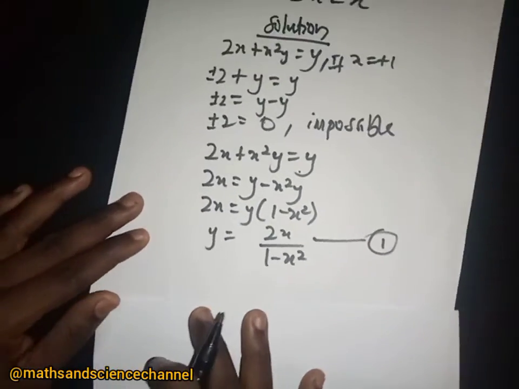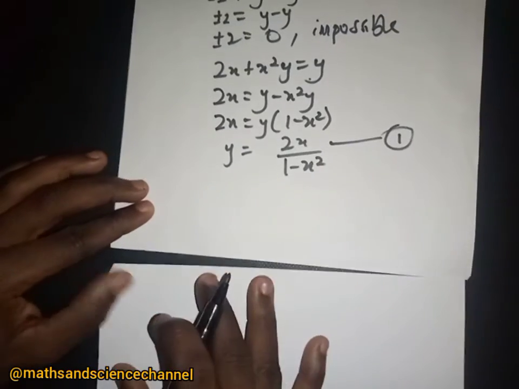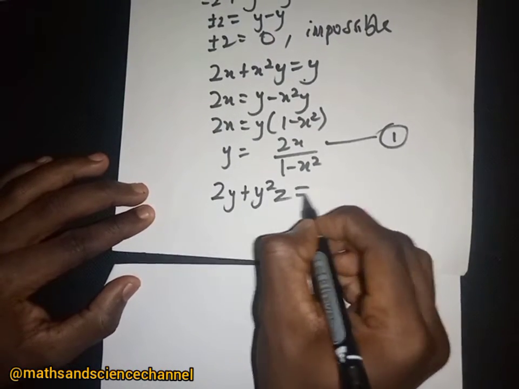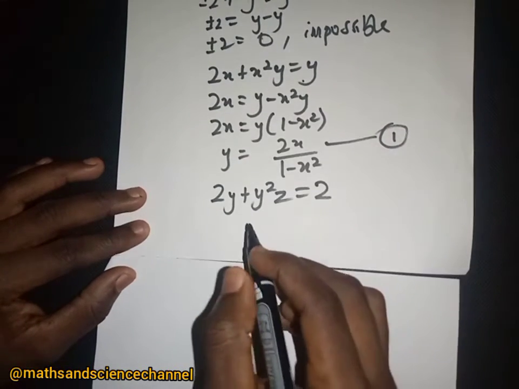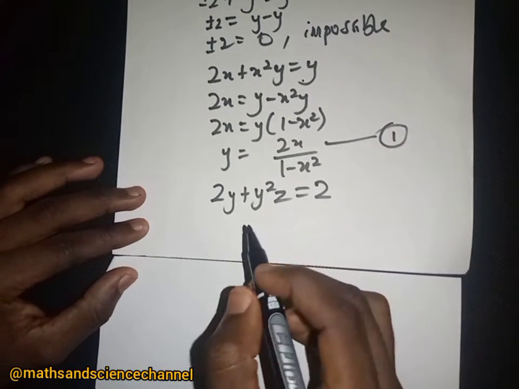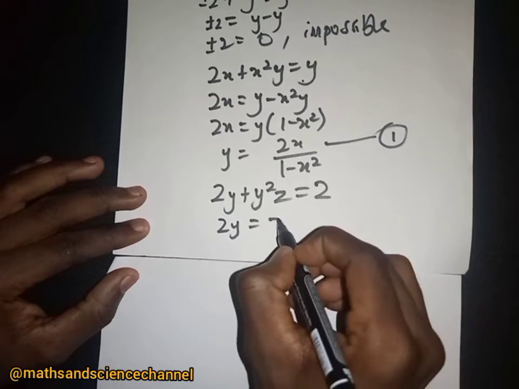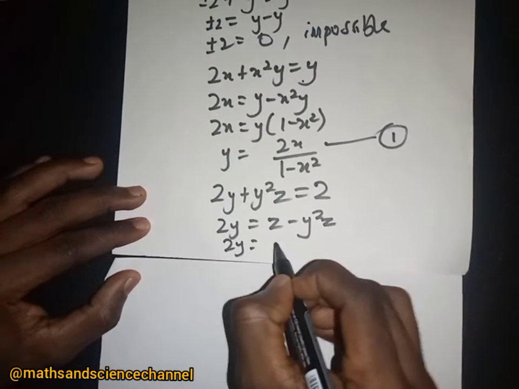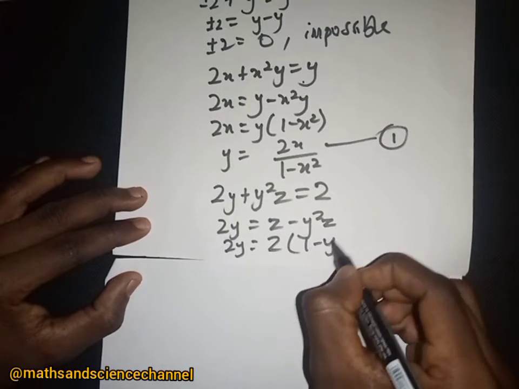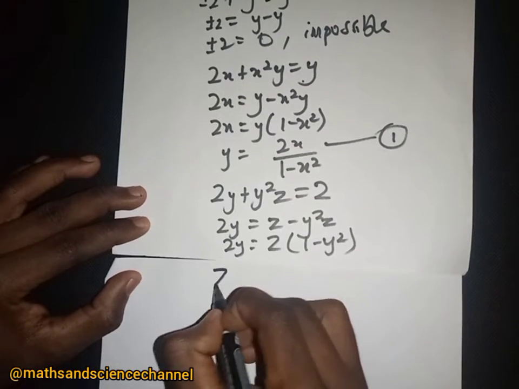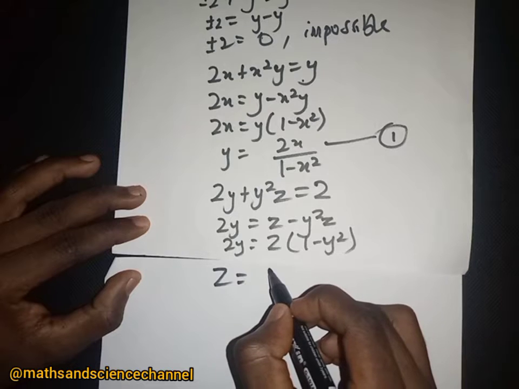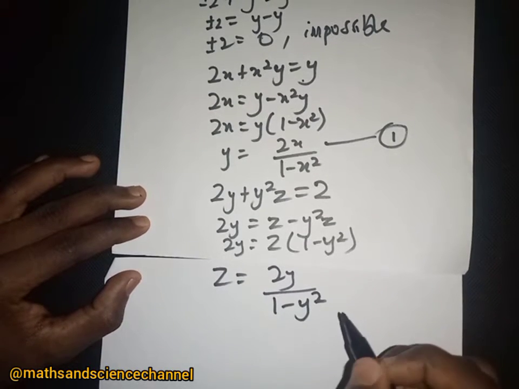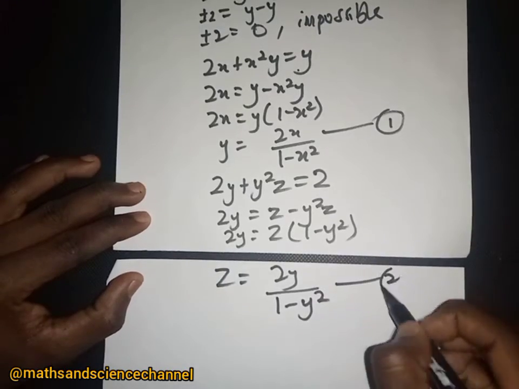Now in the second case, we have 2y plus y squared z being equal to z. So we are making z the subject in this case. So let's group like terms. So we have z minus y squared z. Then 2y will be equal to z times 1 minus y squared. So therefore z should be equal to 2y divided by 1 minus y squared. So let's call this one 2.